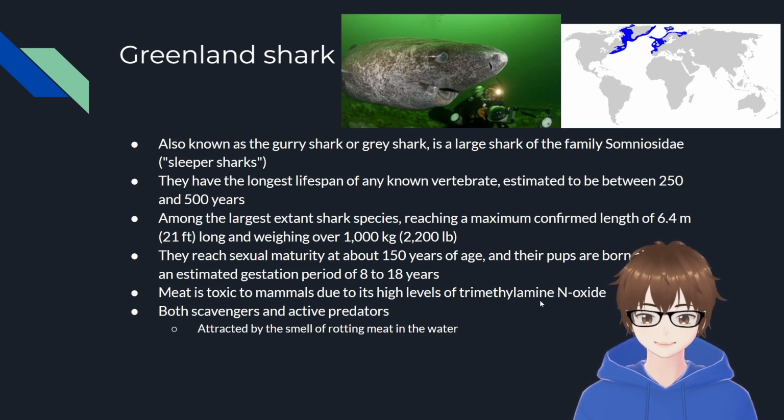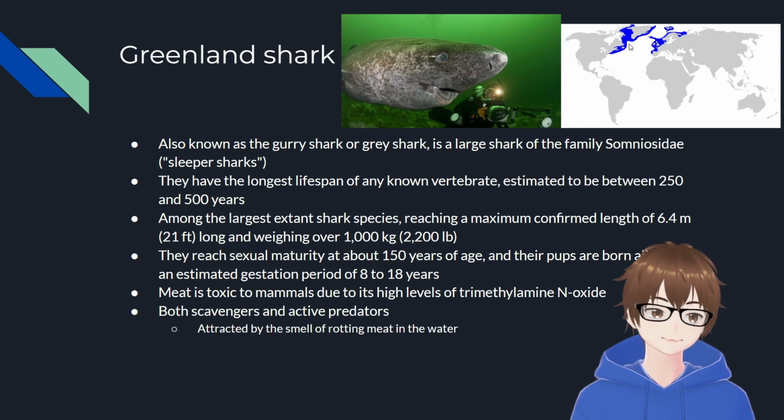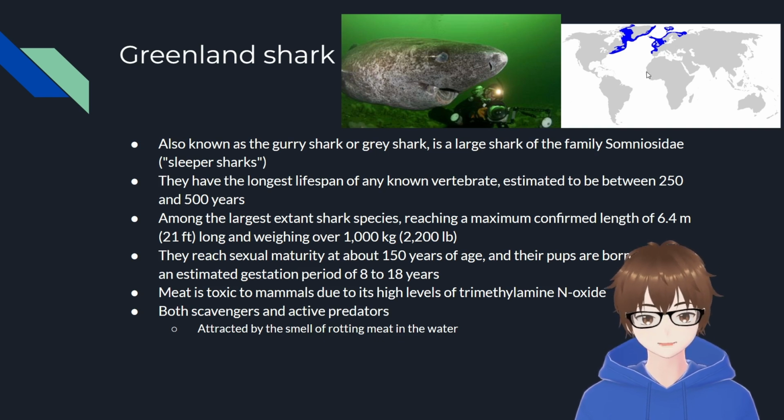Then, also, the meat of the Greenland shark is toxic to mammals due to its high levels of trimethylamine N oxide. And then they are both scavengers and active predators. But since I put them in the scavenger section, I wanted to also mention that they are attracted to the smell of rotting meat in the water. That's why they're known as scavengers. Then I have a picture here up top of the Greenland shark and also of its range. Its range, of course, is around Greenland and also the northern part of Eurasia and also around Canada's east coast, and up near the northeastern tip, I guess, of the U.S.